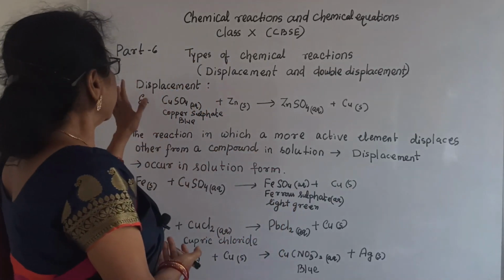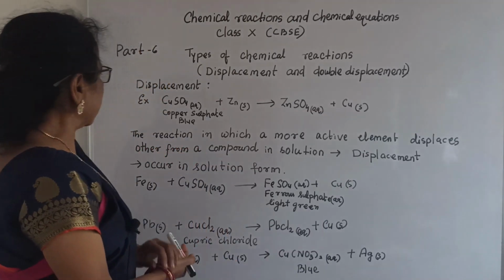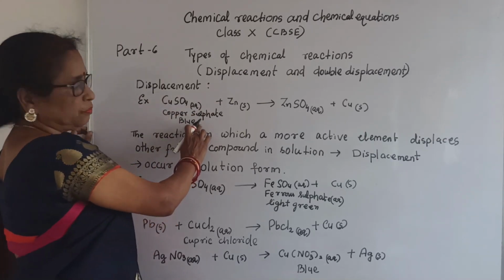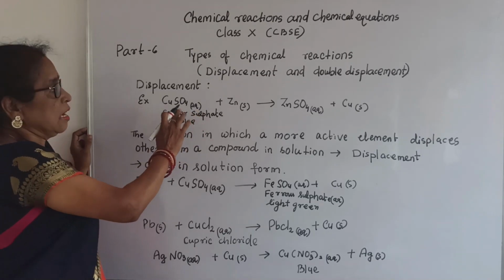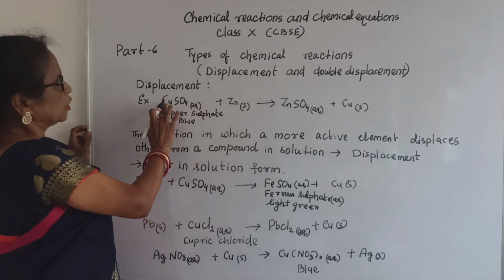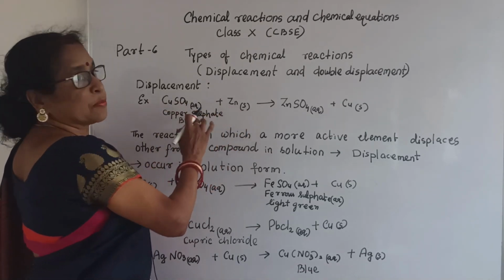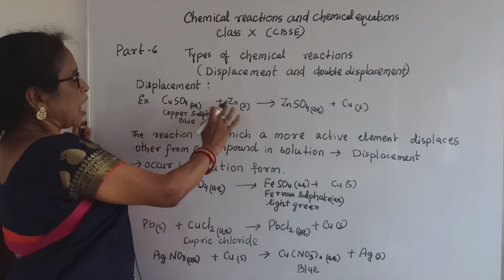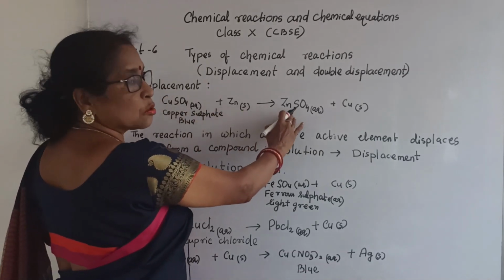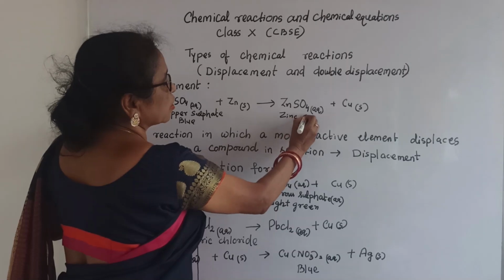First we will see displacement reaction. What is meant by displacement? Now see one example. This is copper sulfate, blue in color and aqueous. Here the displacement reaction will take place in solution. So take an aqueous solution of CuSO4, copper sulfate, and add a zinc piece. Zinc is solid. After some time you can see the blue color of the solution changes to colorless. Here it is zinc sulfate.